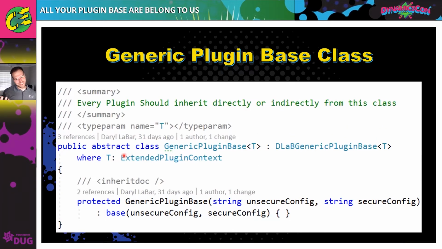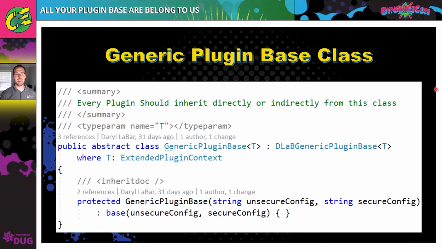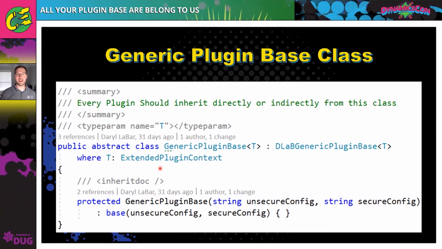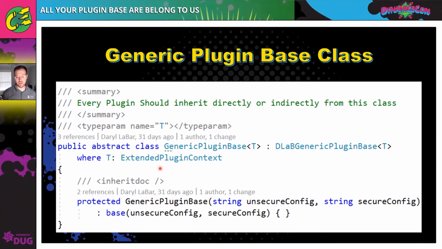Then the generic plugin base class. Trying not to dive too low into here, but this is something else you need to create, which basically says, all right, I'm going to inherit from my stuff here, and it's going to specify what my actual plugin context is. So you've got your own plugin context, and you may have more. You may have a hierarchy of plugin contexts. I'll get into that a little bit later.